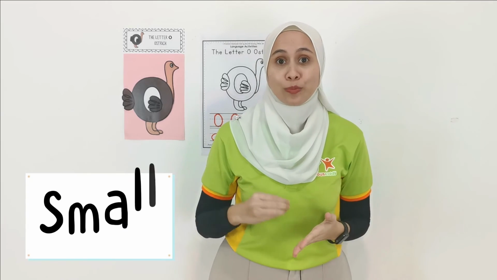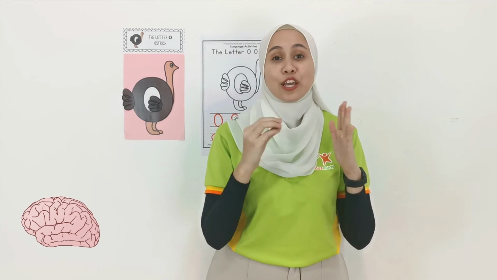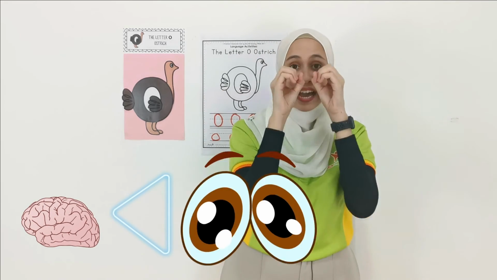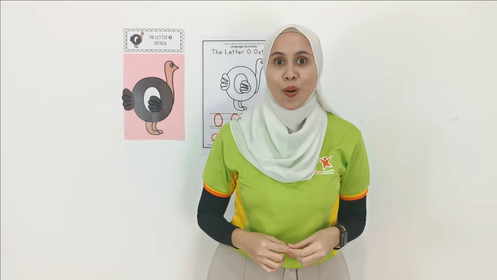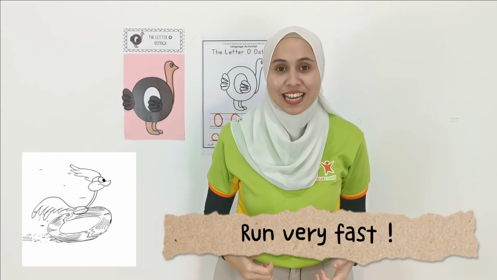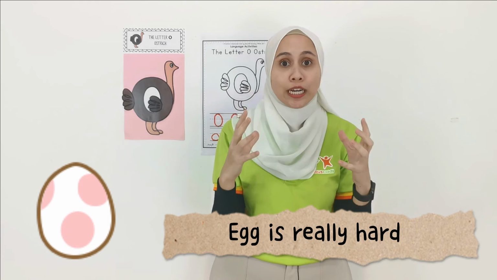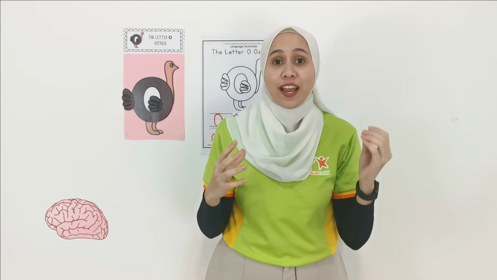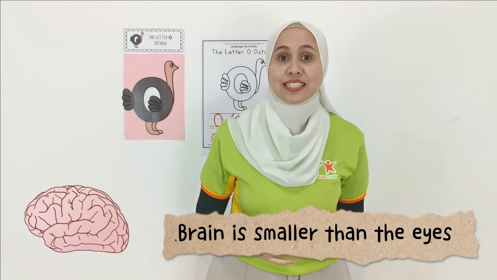Children, do you know another fact of ostrich? Ostrich have a small brain, and the brain is even smaller than its eyes. Wow, it is wonderful, isn't it? It runs so fast, the egg is really hard, and the brain is smaller than the eyes.